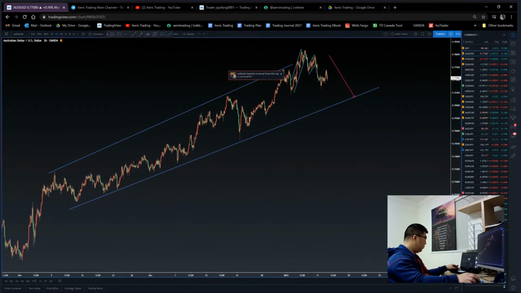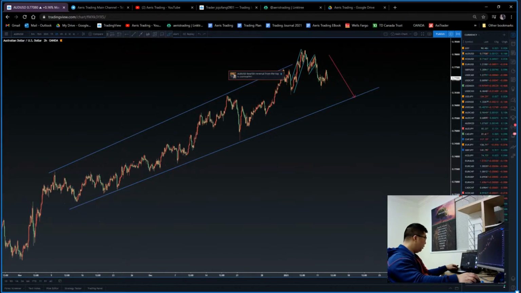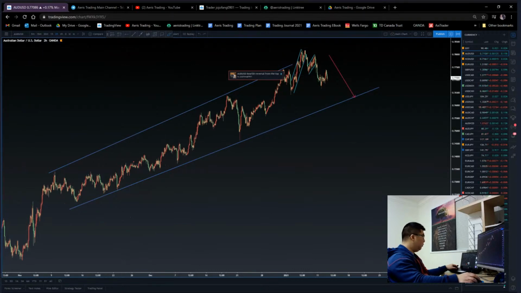Which chart is this? This is the Aussie dollar. You can see this, yeah, Aussie dollar currency Forex.